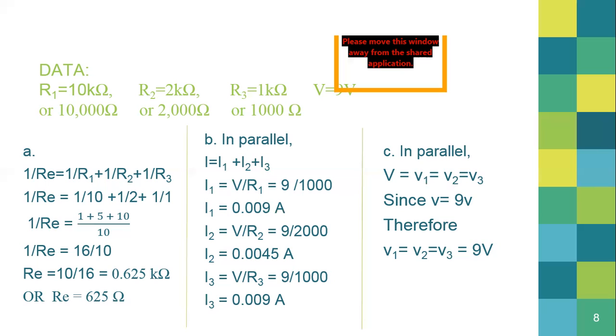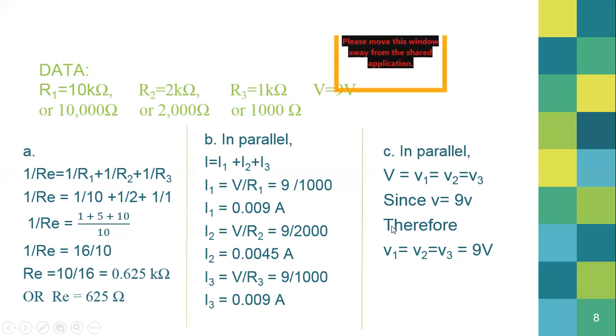Here we are using ohm, not kilo ohm, because the SI unit of current is ampere. So we are using the SI unit of resistance also. Alright. Now I3 is equal to V upon R3, and it is 9 upon 1000, and it is 0.009 ampere.